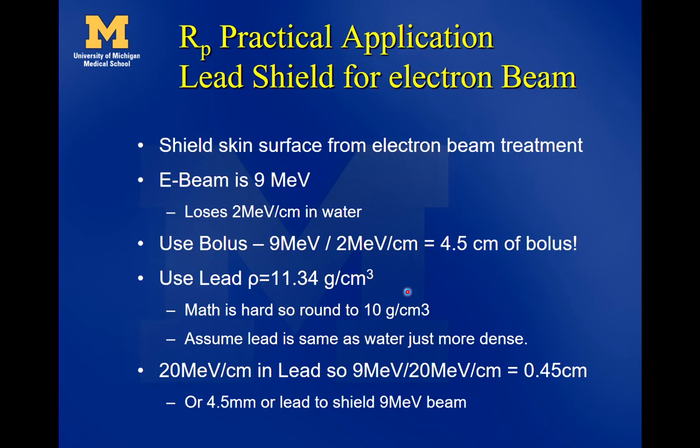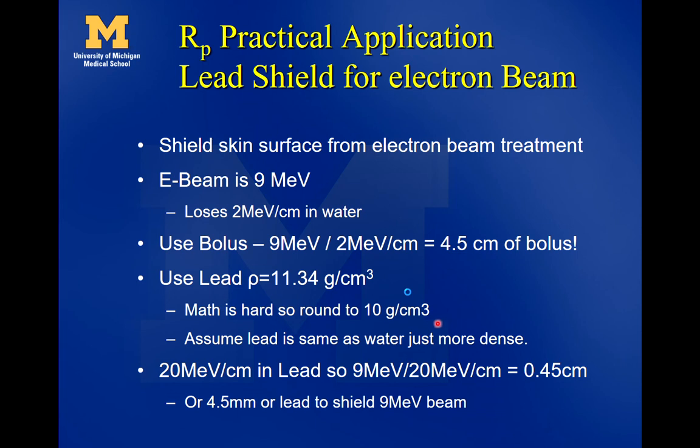So let's do a simple example, practical range application: a lead shield for an electron beam. Let's say we want to shield the skin surface from an electron beam treatment. Maybe there's something sensitive there that the physician doesn't want to treat. We're going to use a 9 MeV electron beam. We're going to say that this beam loses 2 MeV per centimeter in water. That's our rule of thumb. We use it all the time.